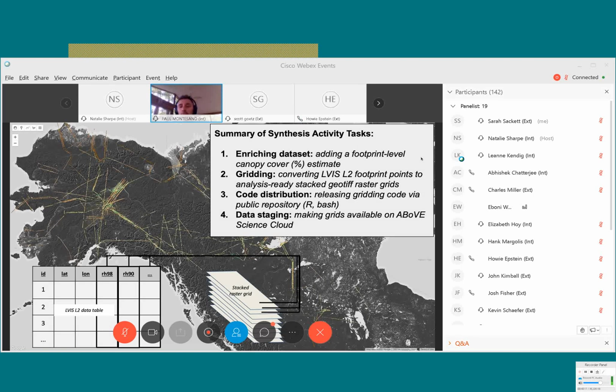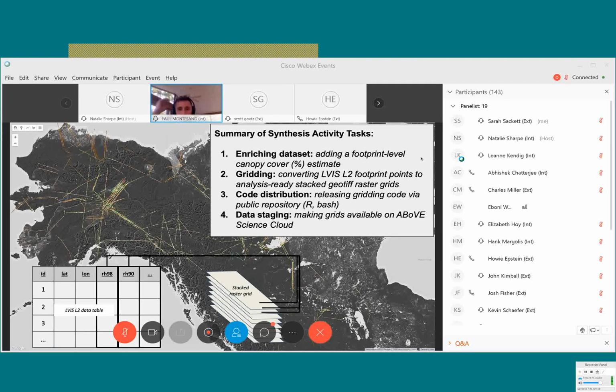We plan on enriching the ELVIS L2 data set, adding a footprint level canopy cover estimate. We're gridding the data, so converting the level 2 footprint points to analysis-ready stacked GeoTIFF raster grids. We'll be making the code available, the code that we use to grid the data, basically R and Bash scripts. And we'll stage this data on the ABoVE science cloud, so anybody in the team can access it relatively easily.